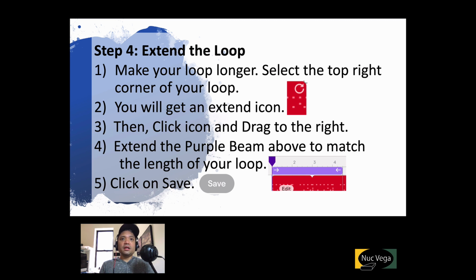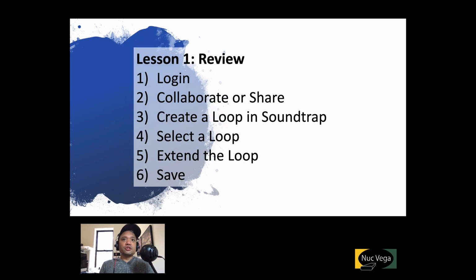And step four, make your loop longer. Select the top right corner of your loop. You'll get an extend icon, then click the icon and drag it to the right. Extend the purple beam above to match the length of your loop, then click on save. In short, log in, collaborate, share, create a loop in Soundtrap, select the loop, extend the loop, save. Have fun!